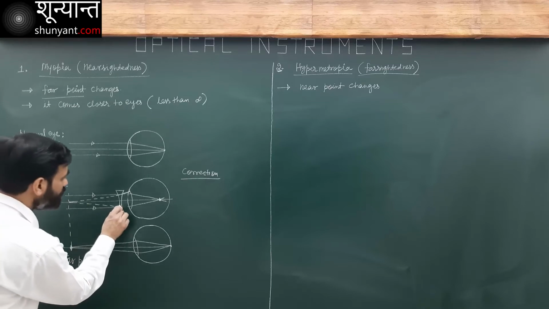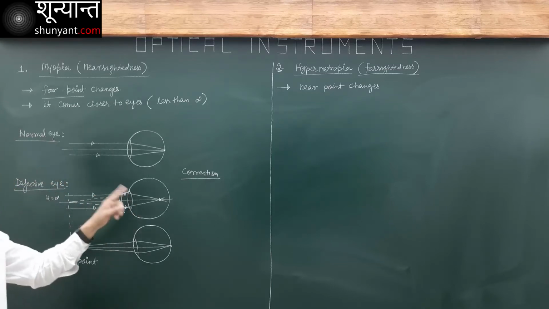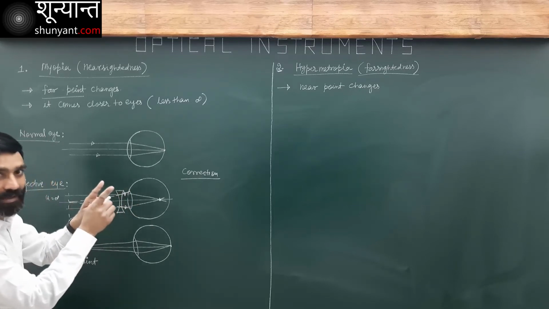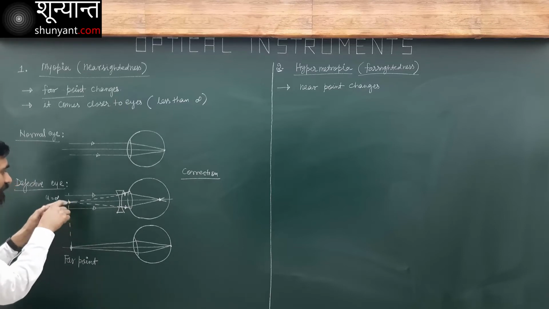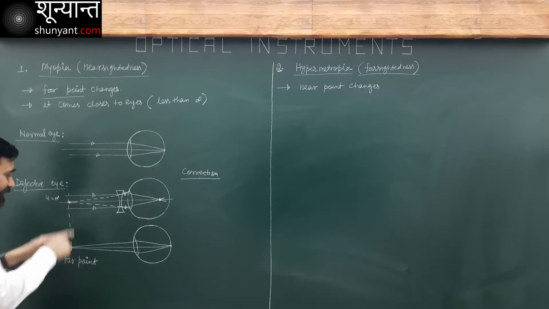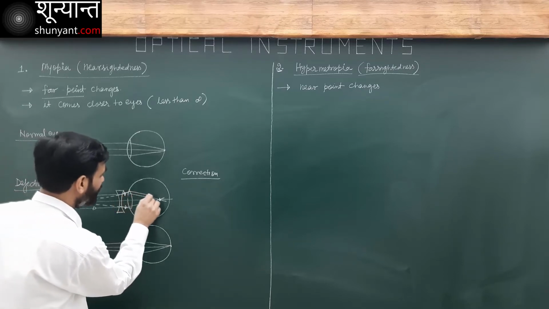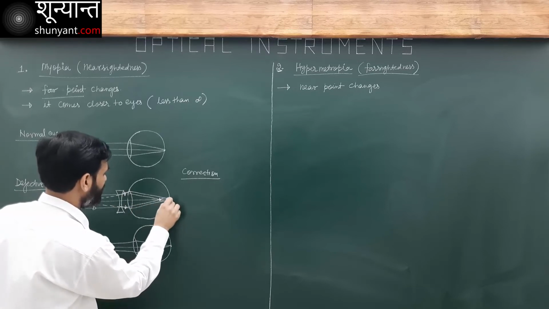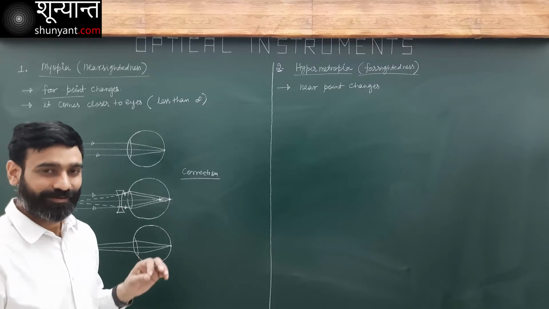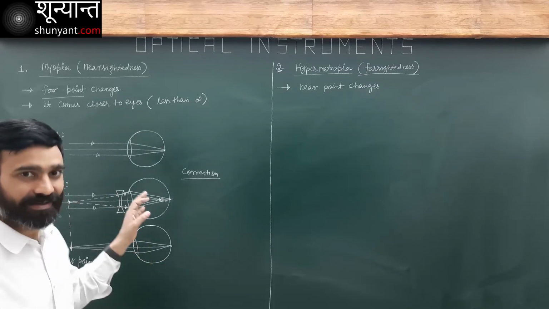Now these light rays will enter our eyes. For my eye, these light rays will appear to be coming from this point here. And if the object is here, I can see it clearly. So these light rays will be focused at the retina, and that's how I will be able to see it. Are you able to understand it? So that is the correction.